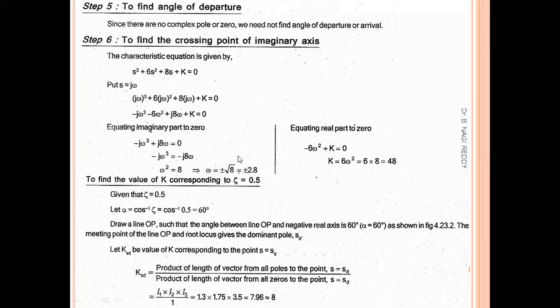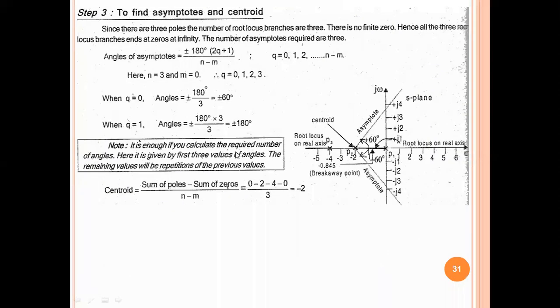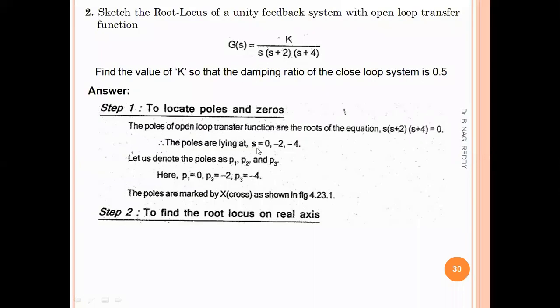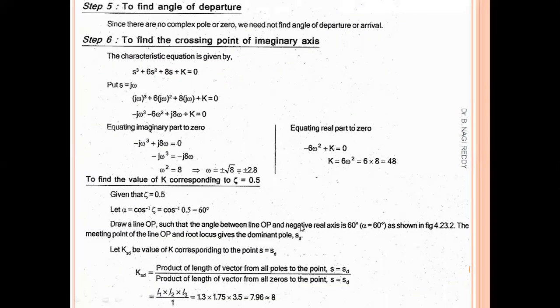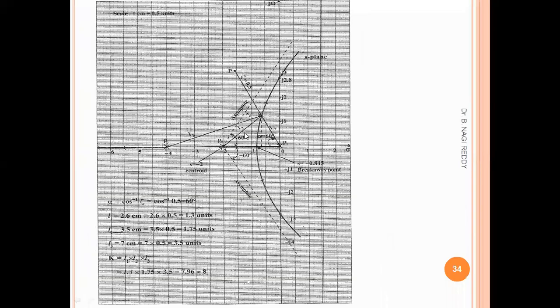Then we can draw the root locus, but what is asked is to find the value of k so that the damping ratio of the closed loop system is 0.5. So for 0.5 damping ratio, we need to obtain the value of k. That step we need to do. Before that, we will see the root locus. How can we plot the root locus?